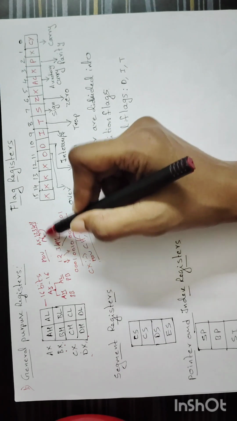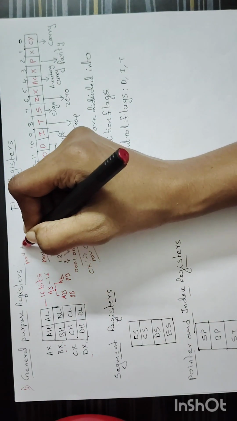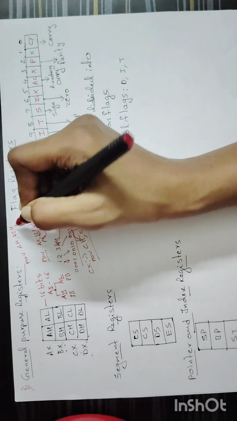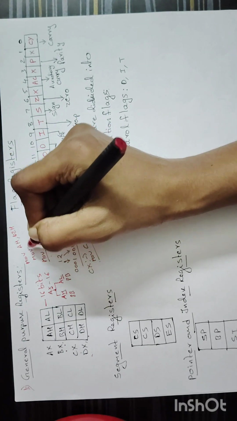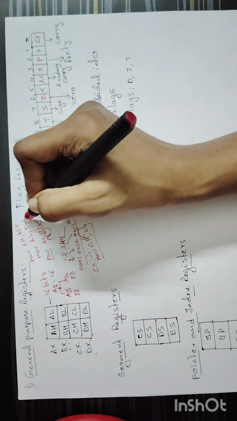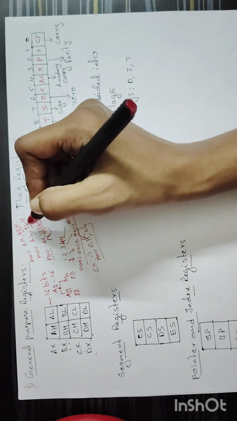If we use the same register to store 8-bit data, you have to use MOV AH, 12H or MOV AL, 34H. So here these two are 8-bit data.